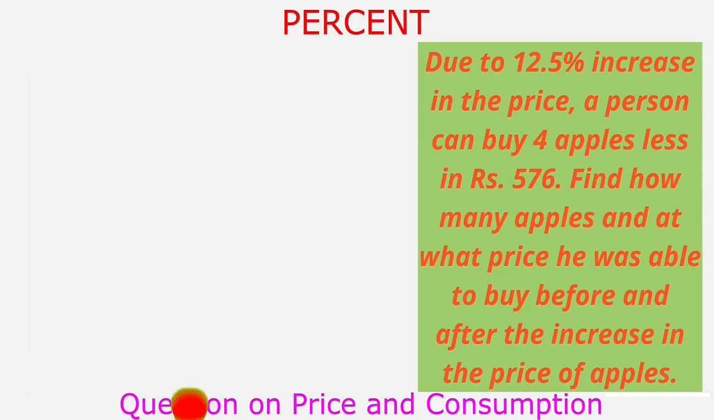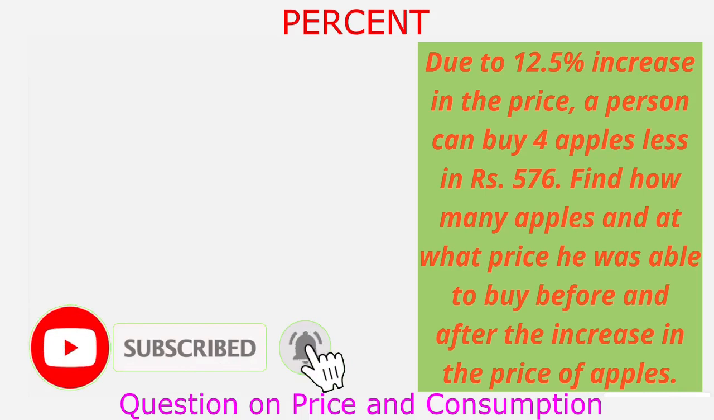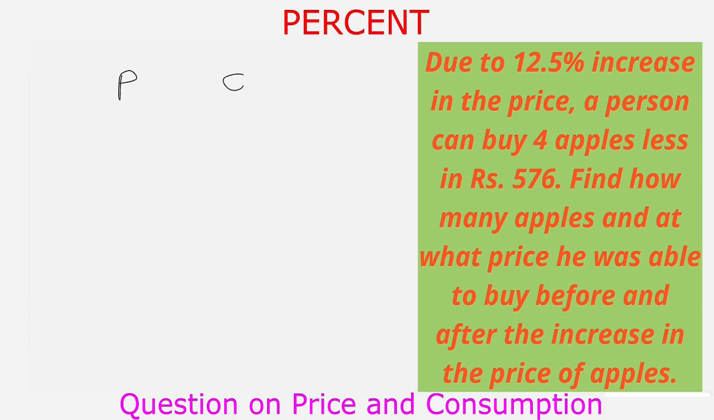As the final amount is fixed, which is 576, let the original price be P and original quantity be Q. Now 12.5% is 1 upon 8. So we write the earlier price as 8 and now it has increased by 1. So it has become 9. 1 upon 8 of 8 is 1. So 8 plus 1 is 9. Now the reciprocal of this is quantity. Earlier we were able to buy 9. Now we are able to buy only 8 due to the increase in price.